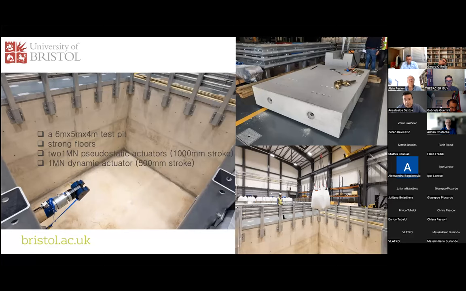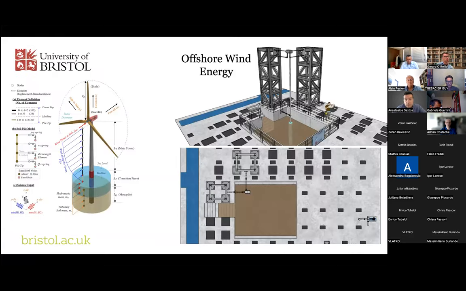Obviously, that's a different type of a project because these are mainly static projects, as we've got two starting on one dynamic actuator, one mega Newton. And also the nature of the loading is different in that it's mainly lateral or top-down rather than the bottom-up. That is the dynamic excitation in the shaking table. But this gives good diversity, I think, in the projects that we offer.